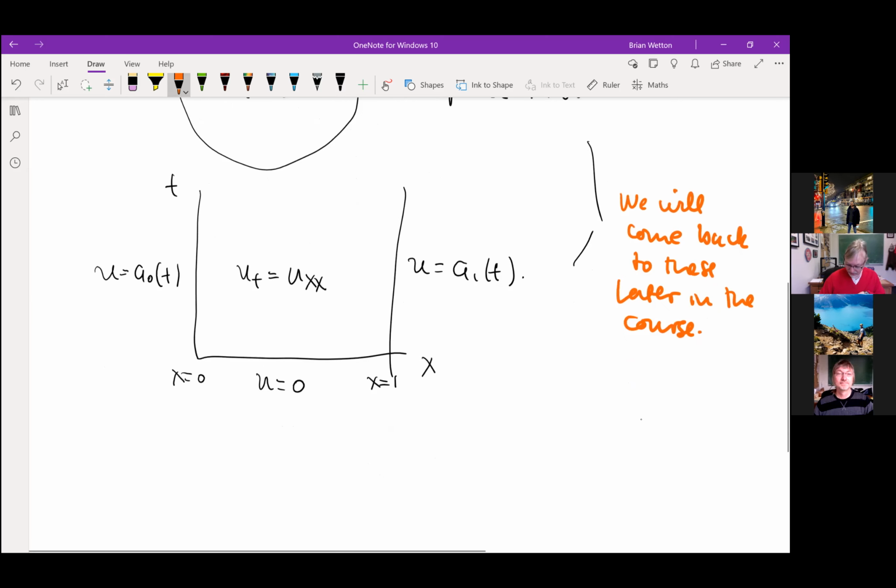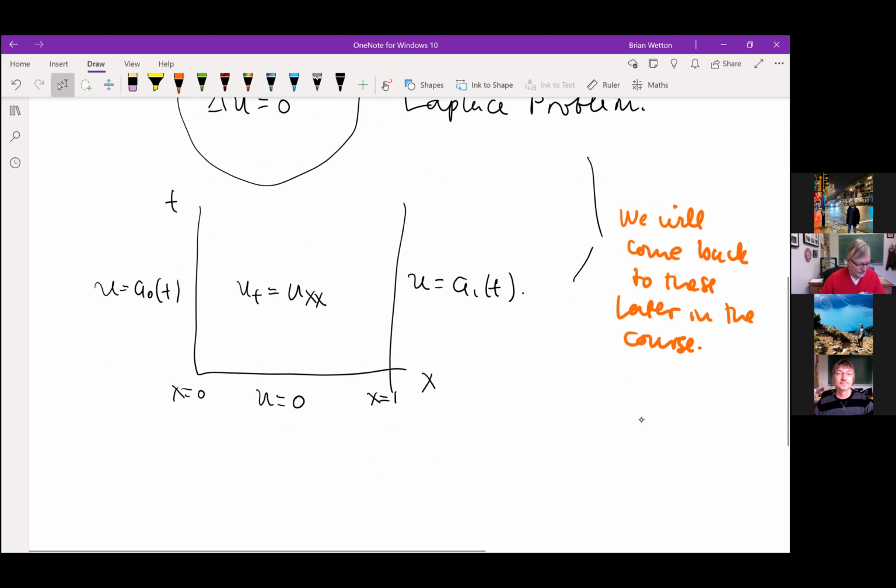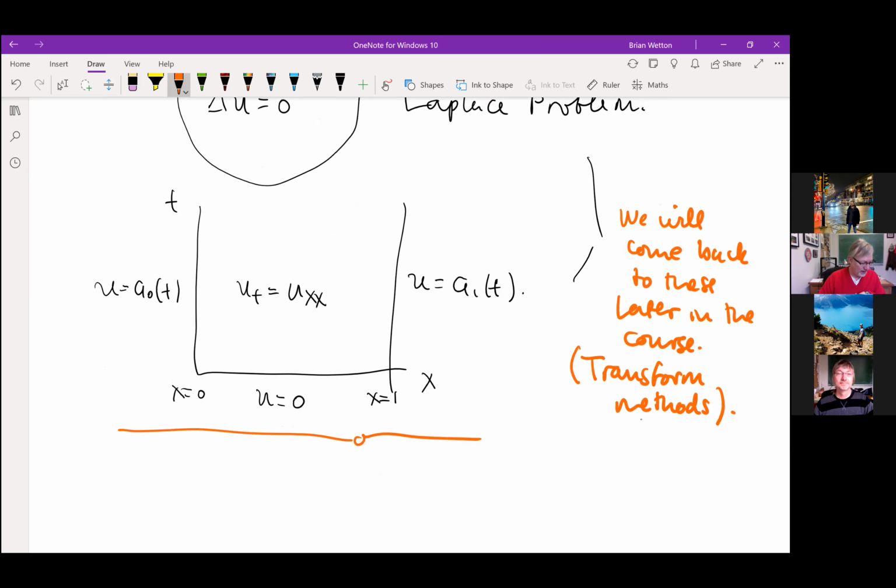The kind of techniques that we're going to use are transform methods. We'll look at Laplace and Fourier transform methods to make some progress on those. What we're going to start with today, just so that we've got something different, we're going to start looking at hyperbolic problems.